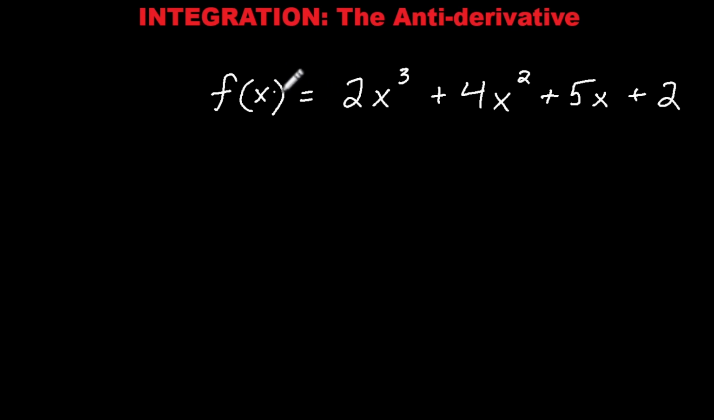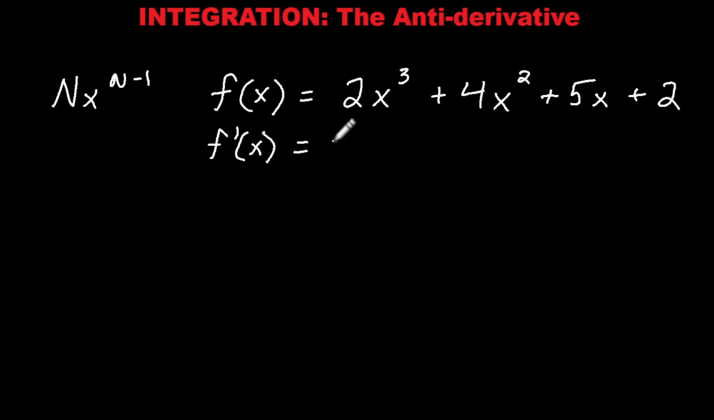We have here a function of x, and what we're going to do is take the derivative of this using the power rule, which is n times x to the n minus 1 power. So when I take the derivative of this, I'm going to do it in parts, treating each one of these as a separate problem. So for the first one, n is 3.